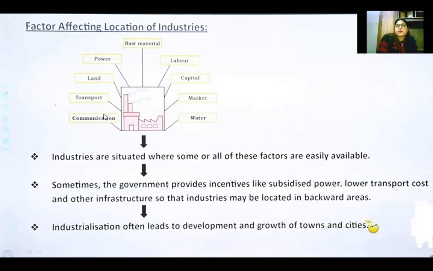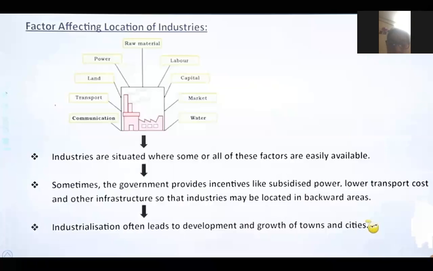So all these factors, communication, transport, land, power, raw materials, labor, capital, market, water, are important factors which affect the location of industries. So all these factors are first to be looked upon. So industries are situated where some or all of these factors are easily available. So first, the owner will look for all the factors, but sometimes it is not possible that all the factors are easily available.